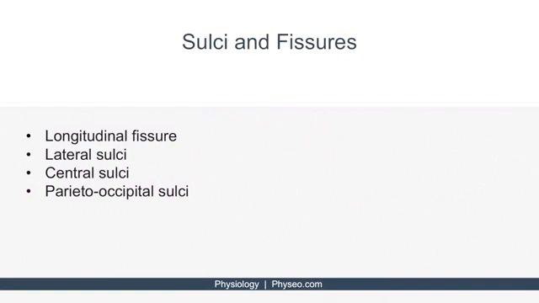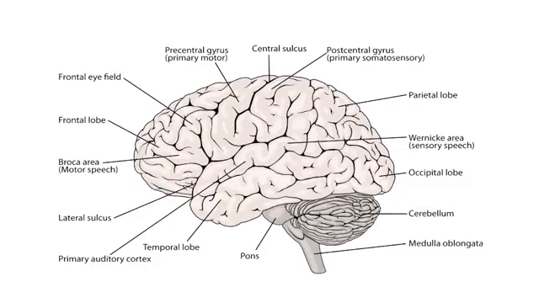So again, the major grooves of the brain include the longitudinal fissure, the lateral sulci, the central sulci, and the parieto-occipital sulci. Okay, let's return to figure 8.2 and review the major lobes of the brain. As we can see, this is the frontal lobe, and just posterior to it is the parietal lobe. Inferior to the frontal and parietal lobes is the temporal lobe. Finally, the most posterior lobe is the occipital lobe. Again, the 4 major sulci we covered are helpful in clearly distinguishing between the different lobes.